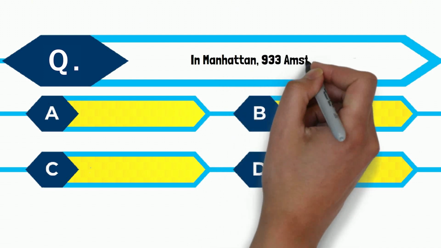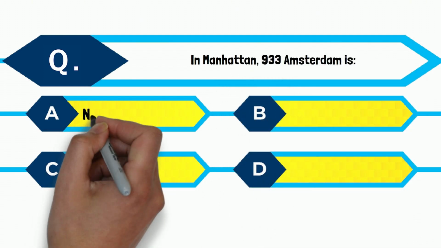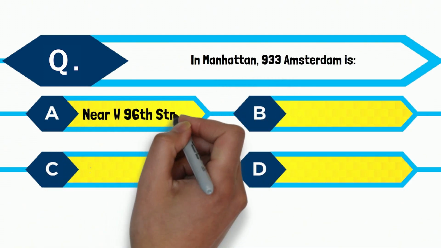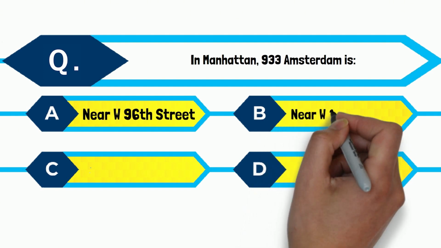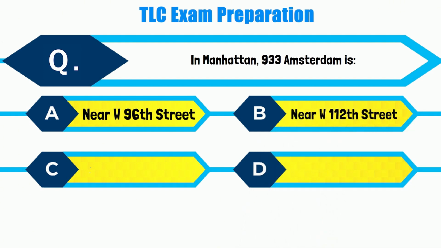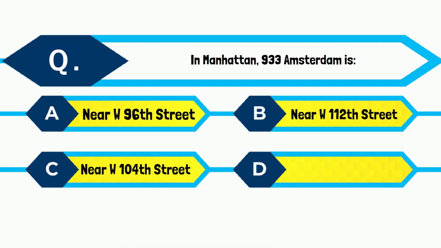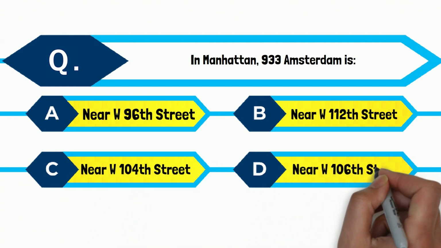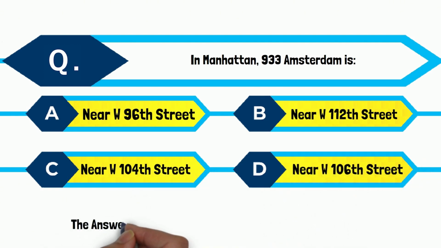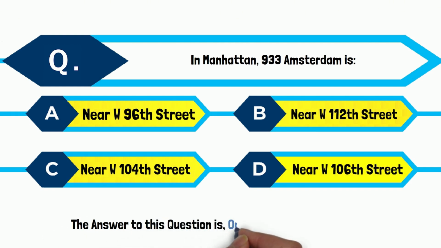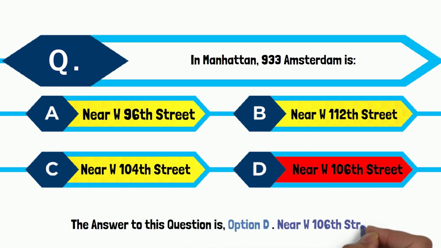In Manhattan, 933 Amsterdam is. Option A, near West 96th Street. Option B, near West 112th Street. Option C, near West 104th Street. Option D, near West 106th Street. The answer to this question is option D, near West 106th Street.